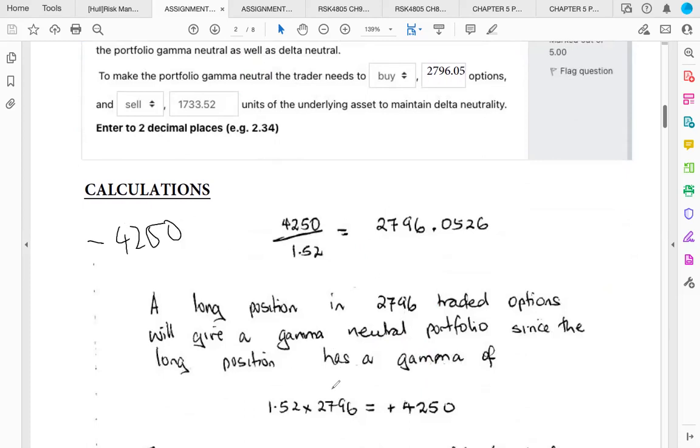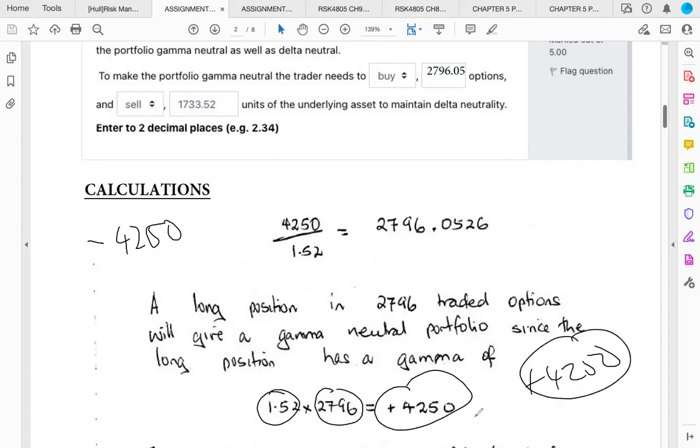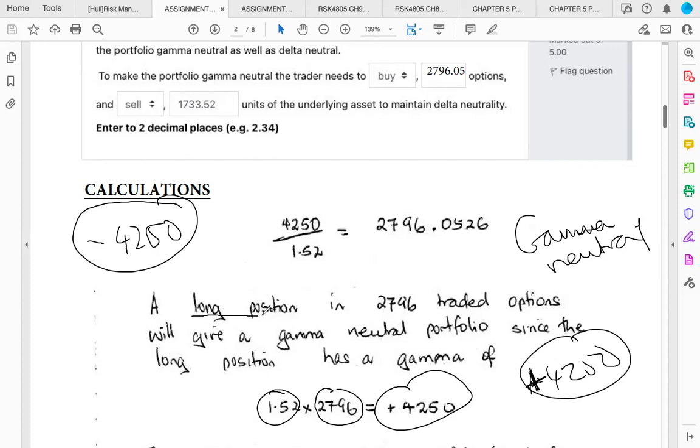So what we will do, we will purchase 2,796 options, each with a gamma of 1.52, to give us a total gamma of plus 4250, right? And then by purchasing these call options, we will offset this negative gamma, and then that will make our portfolio gamma neutral. And then the positive value on this gamma will mean that we have to purchase the call option. So we need to go long on the options such that our portfolio becomes gamma neutral.